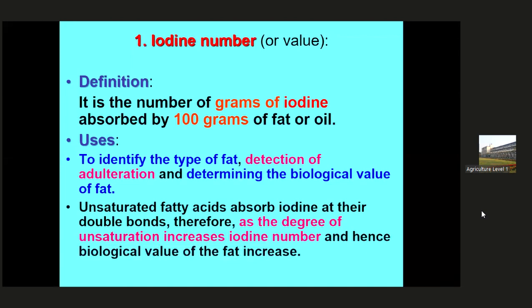Okay, so it can give you a message about the degree of unsaturation. Degree of unsaturation means how much double bond is present in your fatty acid. So the amount of double bonds will increase if the absorption of the iodine increases.